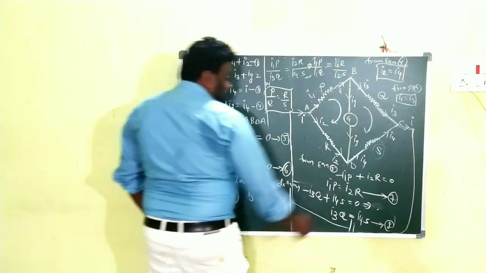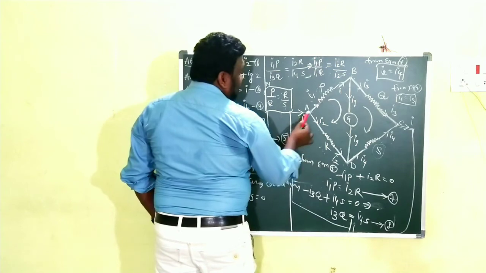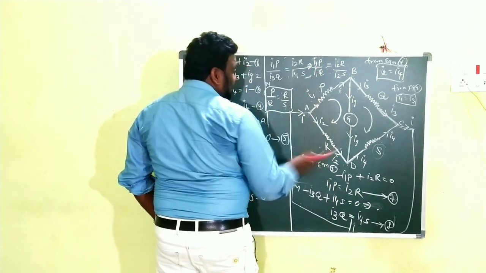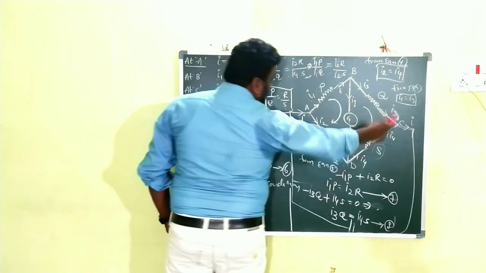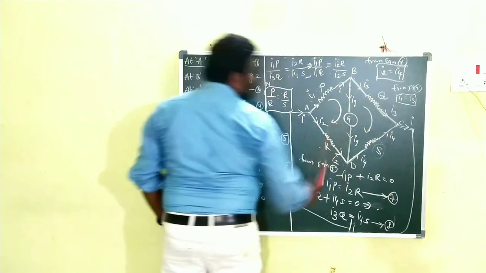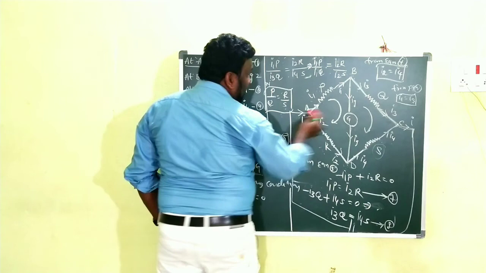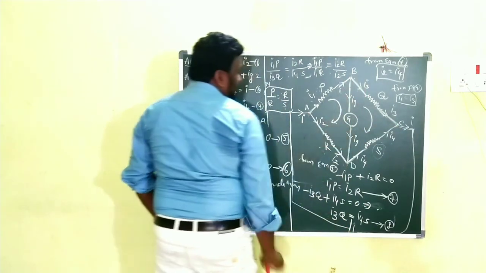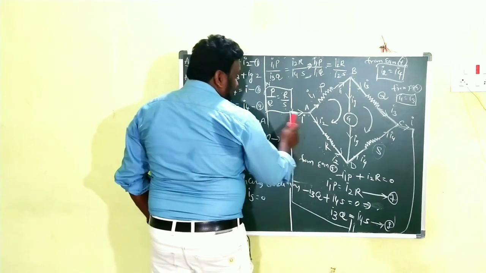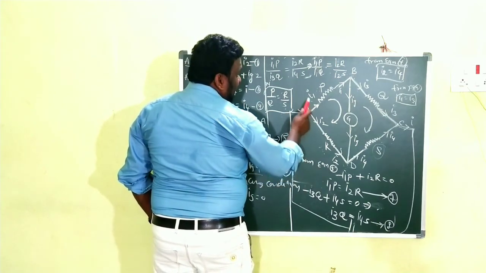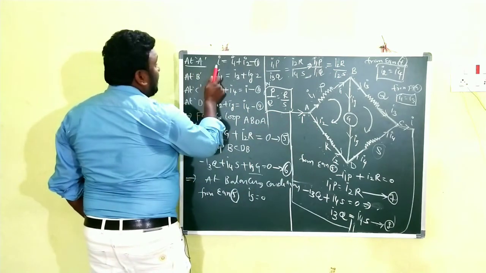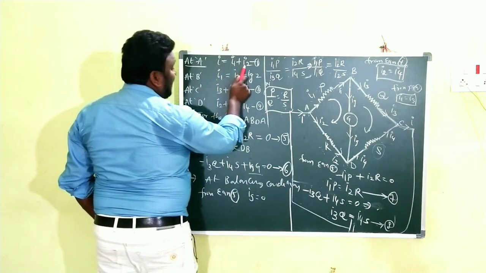Here from the cell, current I enters the junction A. In this circuit, we have four junctions A, B, C, D. In between A and C, we are giving the cell. In between B and D, we are giving the galvanometer. At the junction A, the current I enters and I1 and I2 are leaving. That's why, according to Kirchhoff's first law, we write I is equal to I1 plus I2.